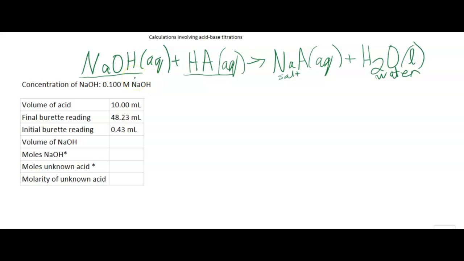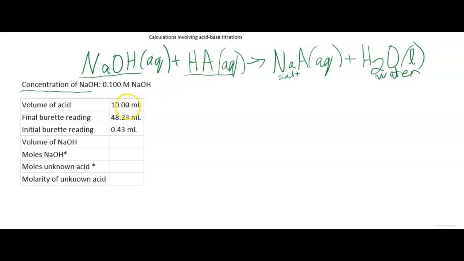To be able to perform this calculation, I'm going to need the concentration of my sodium hydroxide. So I have 0.100 molar NaOH. You may have a different value, so you do need to make sure that you are reading that off appropriately or calculating it depending on how you're performing that calculation. And this is just a sample of what my data might look like after I perform my titration.